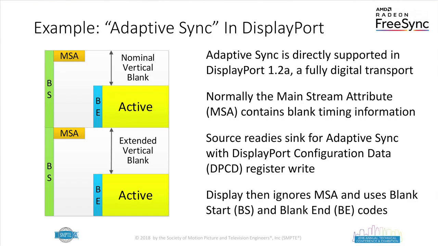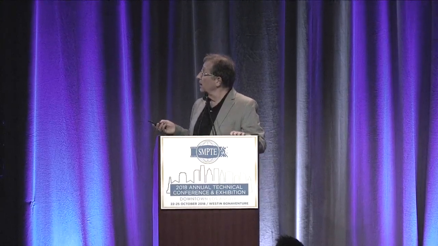This diagram is vaguely similar to the way HDMI does it. This is very similar to the way DisplayPort does it. They're a little more digital, so in DisplayPort normally the vertical timing is fixed, and it's stuck in this little mainstream attribute packet that says this is what the timing is supposed to be. If you want to put a DisplayPort system into a variable timing mode, all you do is send a packet to the monitor and tell it to ignore the mainstream attribute and just look at the blank start and blank end, and that'll tell you where your frame is.